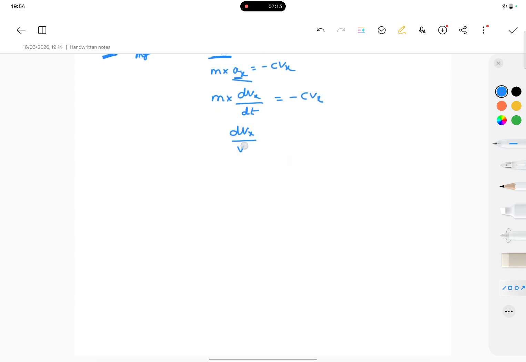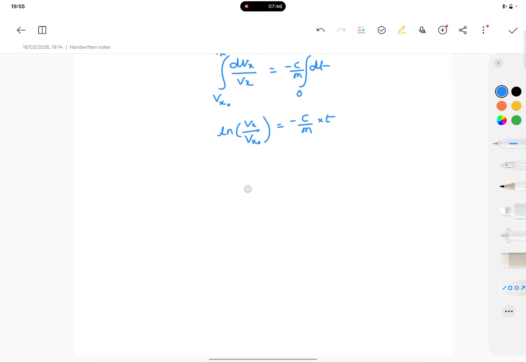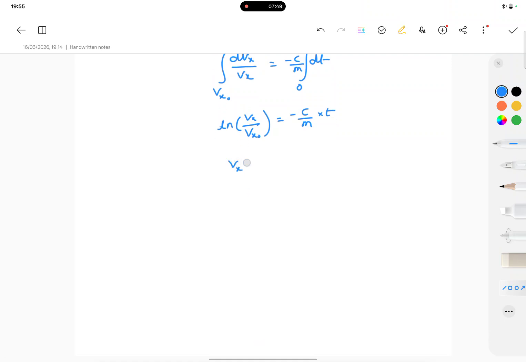dvx by vx equal to minus c by m dt. Integrate on both sides. At 0 time we have, let us consider, vx naught. At t time we have vx. Then here we will get the log term, that is ln vx by vx naught equal to minus c by m t. We need the vx term, so rearrange the terms as vx equal to vx naught e power minus c by m t.